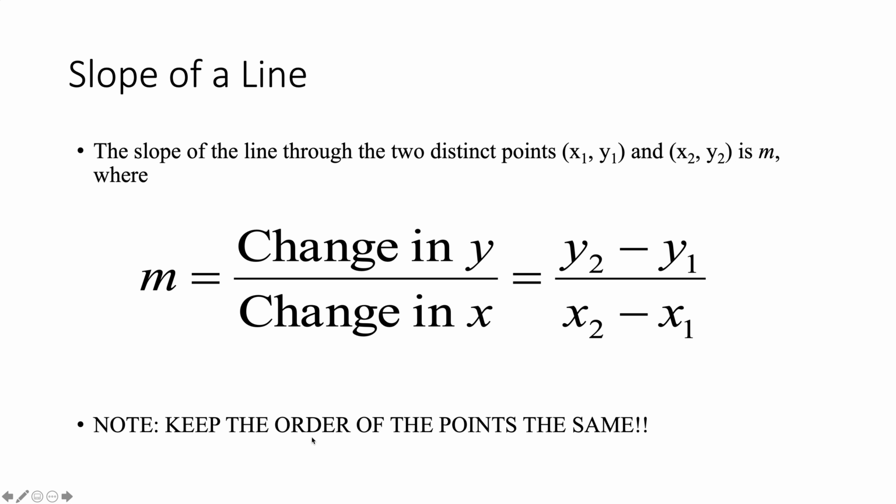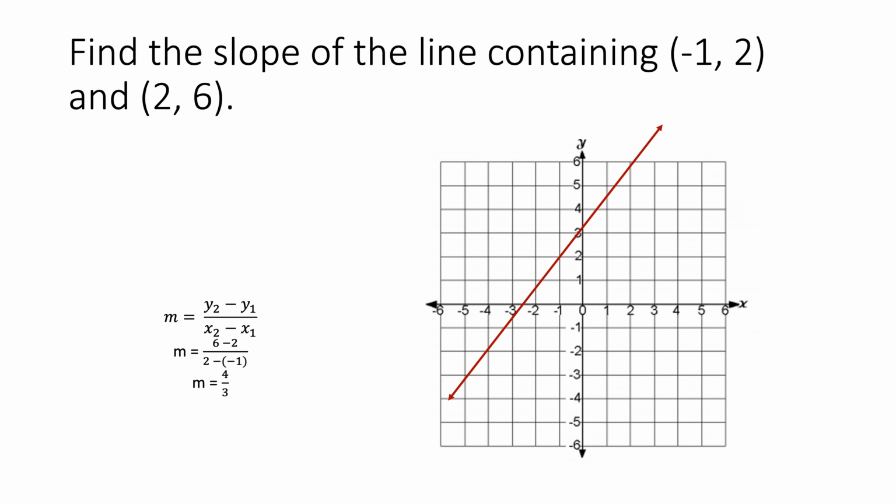Now what that's really important for is it makes sure that you keep the order of the points the same. If you don't keep the order of the points the same, the slope will always be the negative of what it's supposed to be, okay? So that's the importance of using those sub 2s and sub 1s. And remember, it just means the y from the second point minus the y from the first point over x from the second minus x from the first.